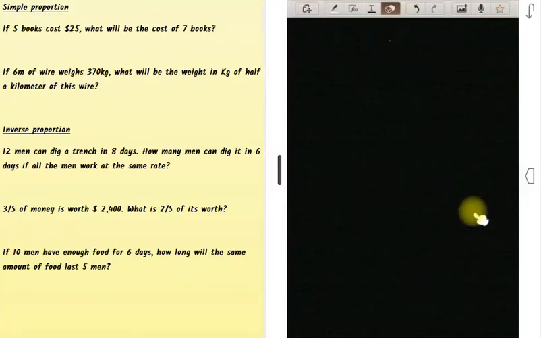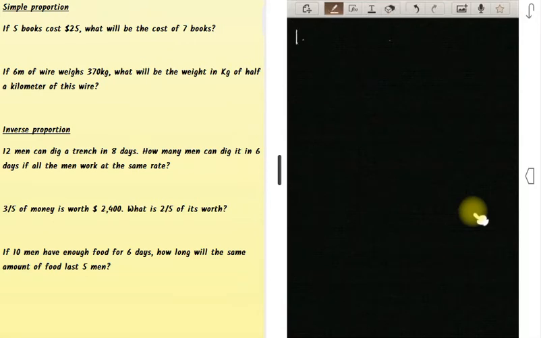Hello guys, in this video you are going to learn how to solve problems in simple proportion and inverse proportion using unitary method. By unitary method I mean the use of a unit or one to compare the quantity you have. Okay, now let's have question 1 from simple proportion.